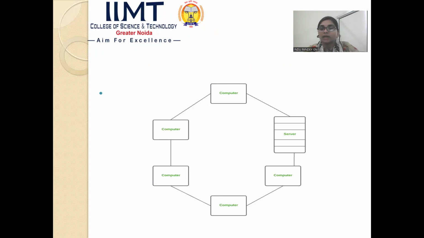This is the diagram of a LAN network in which various computers are connected to each other through a server, and a LAN is established between them. The computers can share and exchange information and files between each other at the time of need.